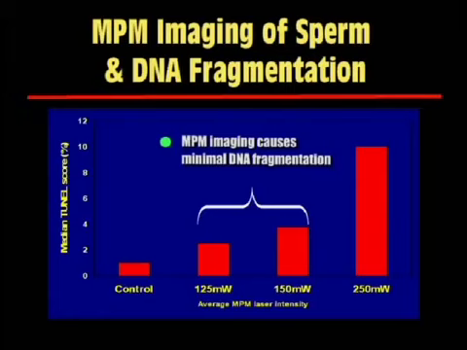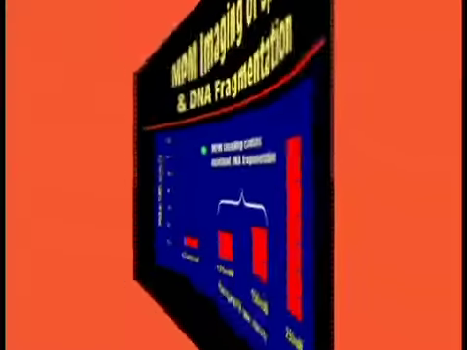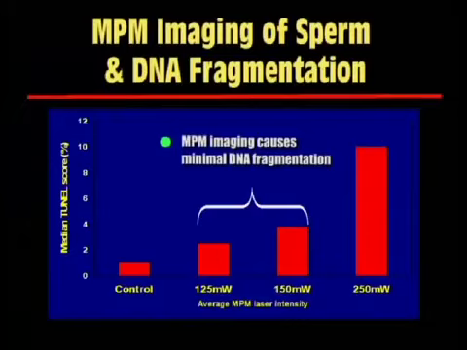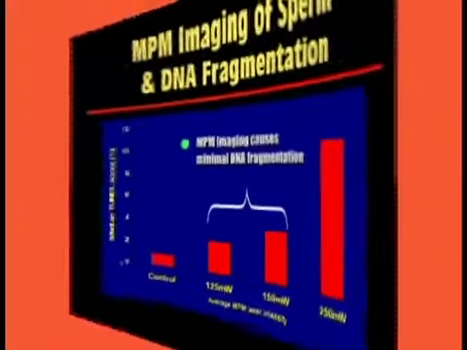We see that at powers of 125 and 150 milliwatts, which are commonly used for imaging, there is no statistically significant DNA fragmentation compared to controls. However, with higher power imaging that is not required for routine use, at 250 milliwatts, we see an increase in the TUNEL score. Hence, MPM imaging at low powers appears to be a safe imaging modality.